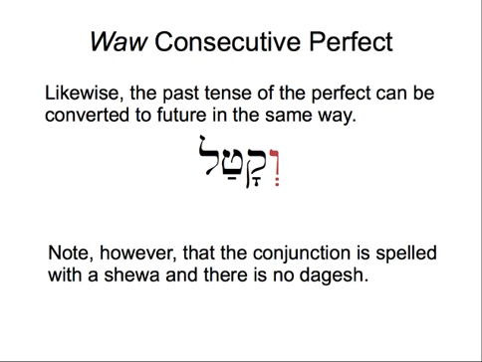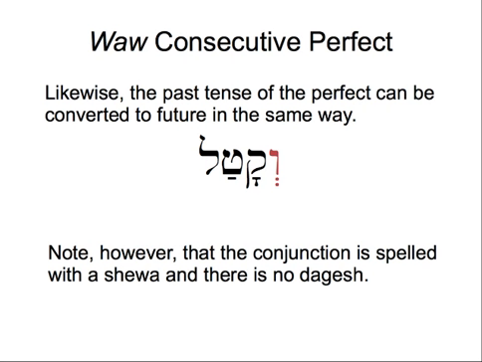Likewise, the perfect conjugation, which up till now we have described as best translated with a past tense verb, the perfect conjugation can be converted as well. So this Waw consecutive perfect will indicate a future tense translation. And so we would say, and he killed.